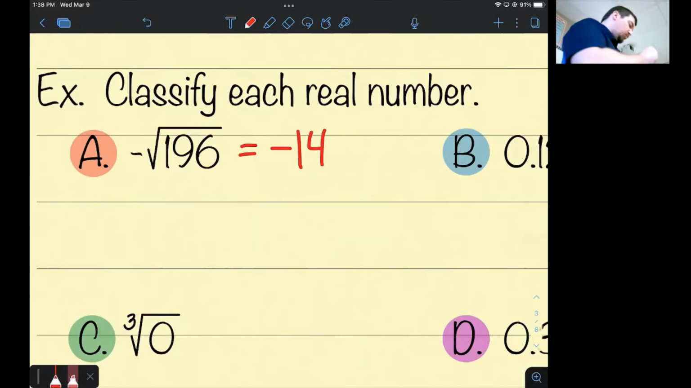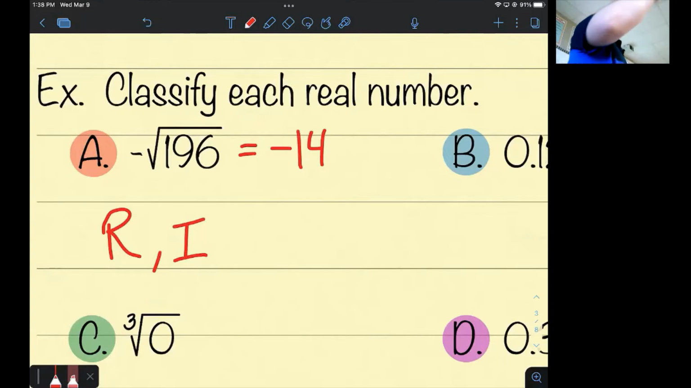Jimmy? It's rational. Okay. Just a capital R for rational is fine. So if it's rational, that could mean it's an integer. Is it an integer? Is negative 14 an integer? It is, okay, so I for integer.